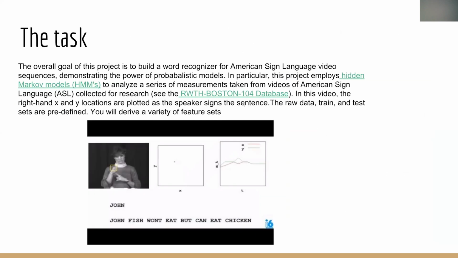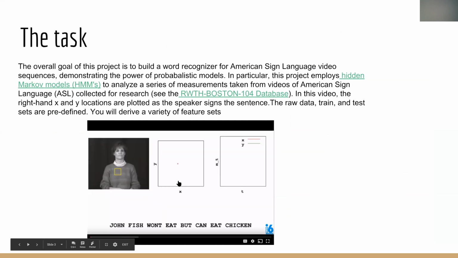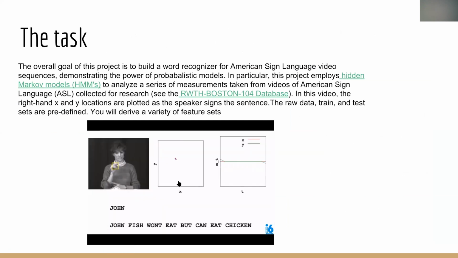So this is a task. Here's the video. I show this. So you see down there the translation: John, and one by one, fish won't eat but can eat chicken. So we're trying to get this woman's signing into language, and now we want to see how that works.